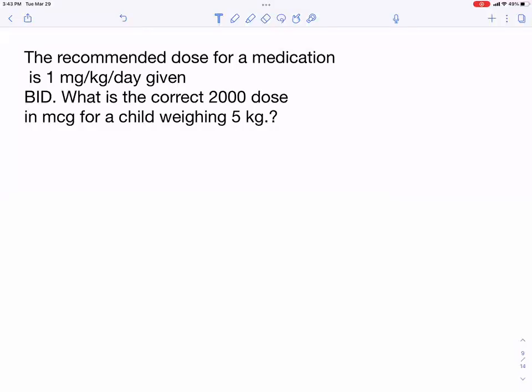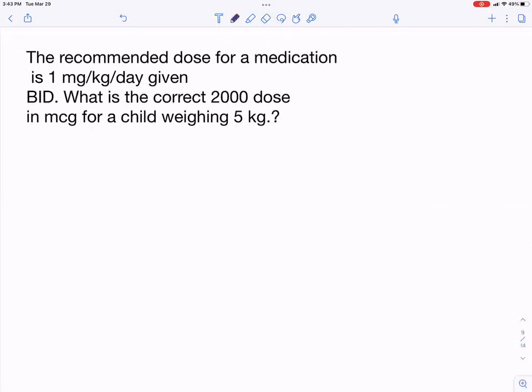Okay, so here's another problem, but this one has more conversions, and this is why we tortured you to make you remember all of those equivalents and conversions. So the recommended dose for a medication is 1 milligram per kilogram per day, and that's going to be given twice a day. But they're asking a very specific question now. What is the correct dose, meaning at that specific time, in micrograms for a child that weighs 5 kilograms?